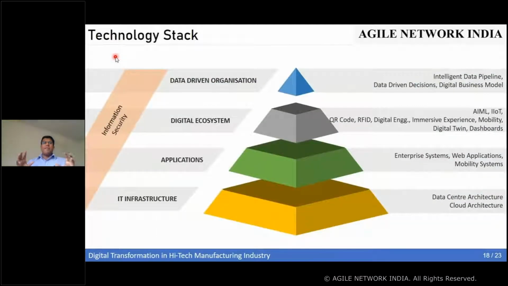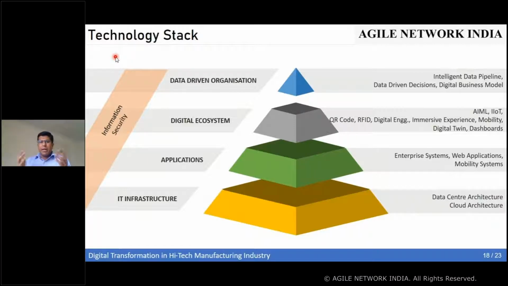This is a very high-level technology stack which any organization needs to have in place. Our goal of a data-driven organization, which is at the apex, starts with a very strong foundation of IT infrastructure, which I just talked about. The second layer is applications. Without a stable ERP or digitized processes, if you are still filling forms or using Excel sheets, it is very difficult to have a data-driven organization.